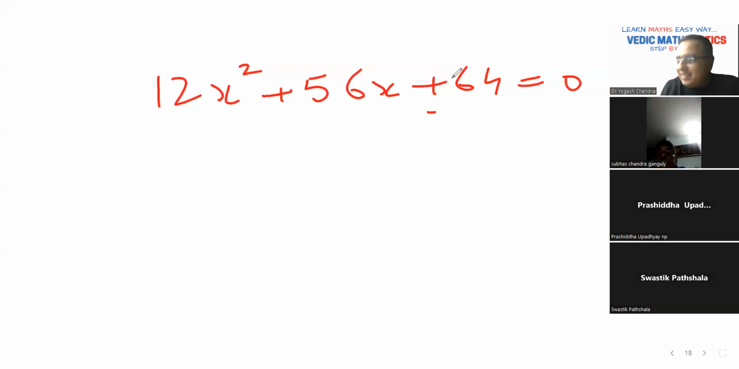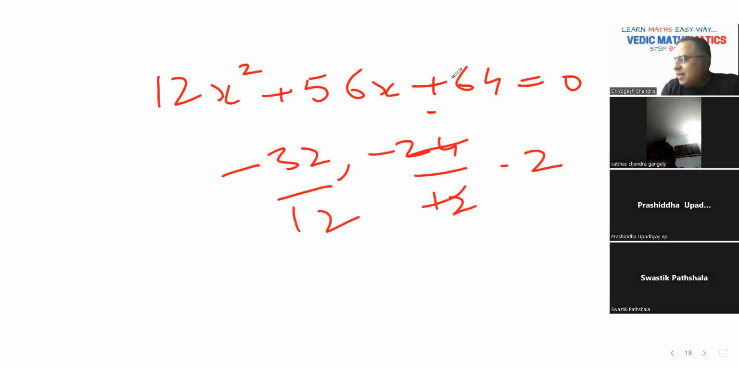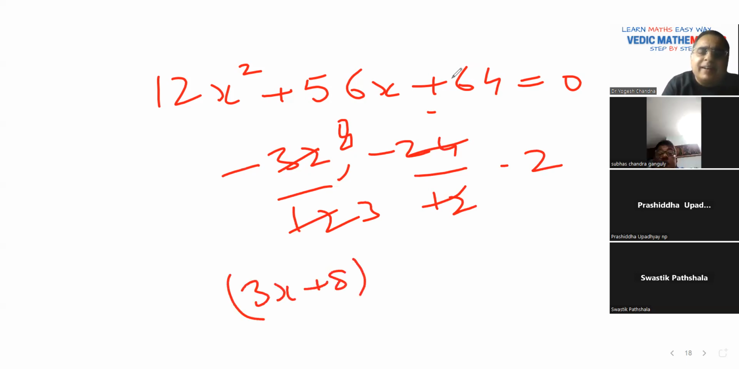Got it. So yes, 32 and 24 are the factors. Changing the sign, putting it this way. So minus 2 and minus 8 by 3. 4 8s are 32, 4 3s are 12. Finish. So if you want to make factors out of this, so 3x plus 8, and here x plus 2.